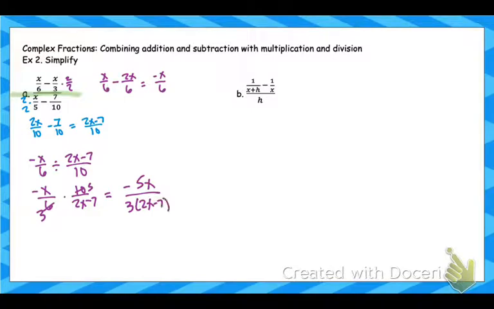If you want to distribute that, that's fine. But keep in mind, we do need to list that excluded value of 7 over 2.